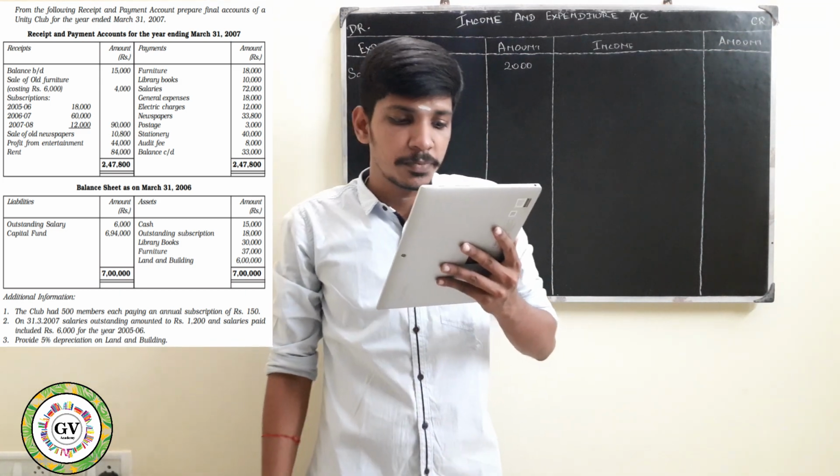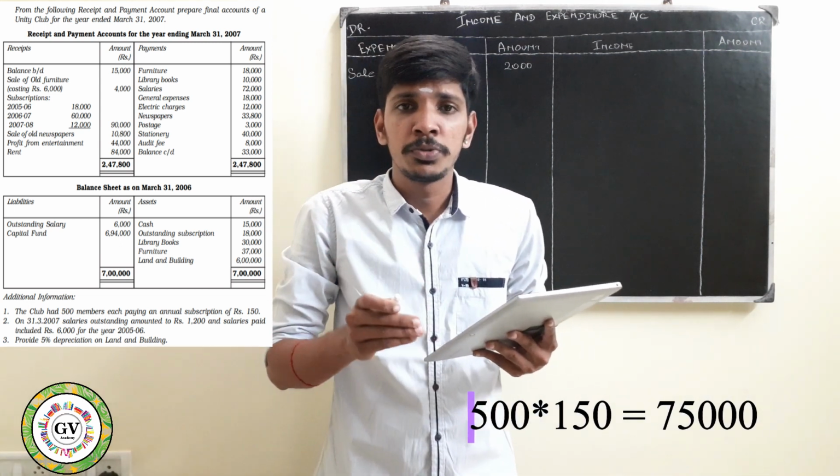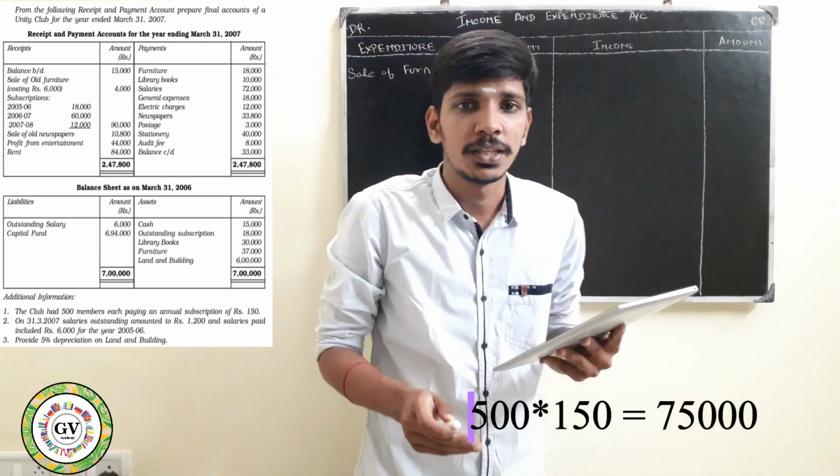The next point is subscription. Subscription for 2005-06 is 18,000, 2006-07 is 60,000 and 2007-08 is 12,000, and the total amount of subscription comes to 90,000. In the adjustment, they have given that the club had 500 members, each paying a subscription of 150, so the total subscription comes to 75,000, which is 500 into 150. Therefore, the total amount of subscription which should be credited in the income and expenditure account is 75,000.